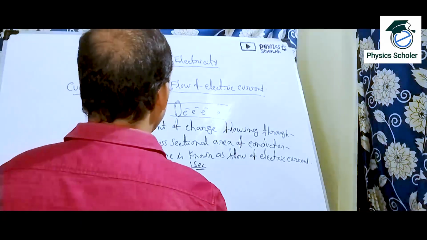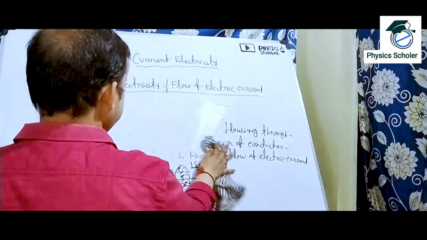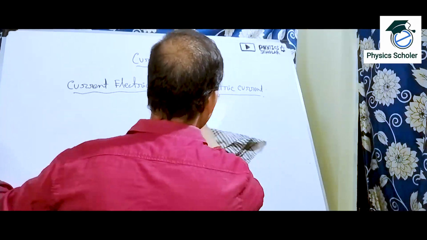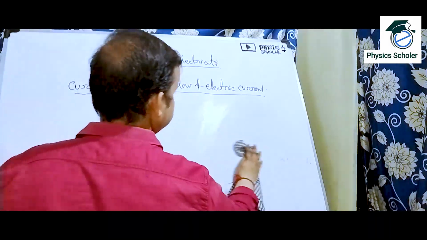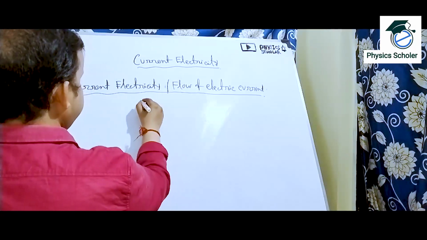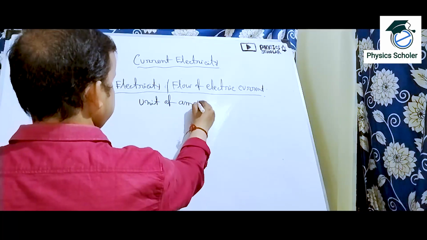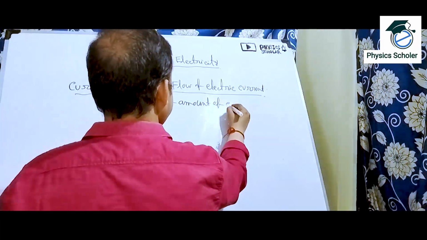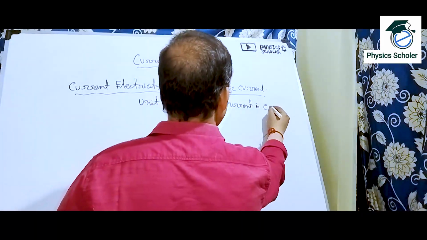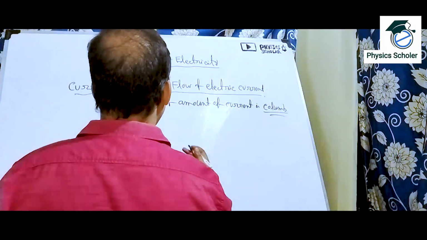Okay, so the unit of the amount of electric charge is Coulomb. What is Coulomb? I will describe it later on in detail. Okay.